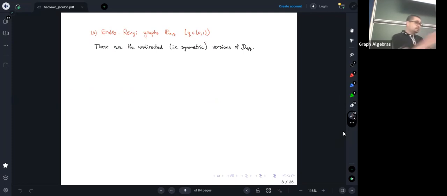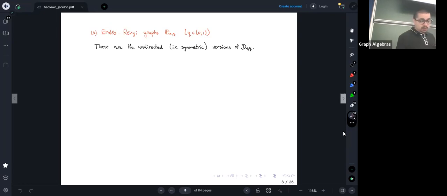So for the Bernoulli diagrams, I toss a coin for I to J to decide whether to draw an edge this way, and I toss it again to decide whether to draw an edge this way. Here, I just toss the coin once. Or equivalently, the adjacency matrix is symmetric. So we have these independent Bernoulli entries happening in the upper triangle, and then I just reflect.